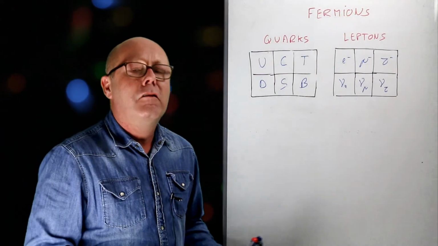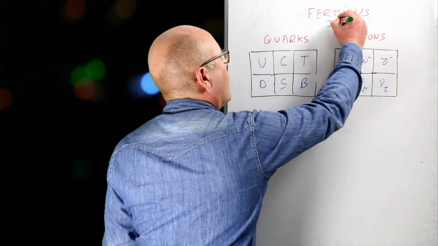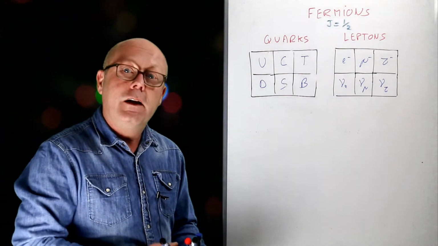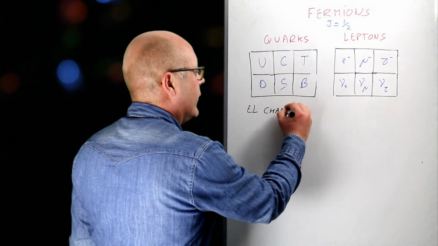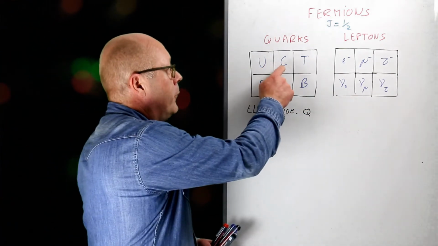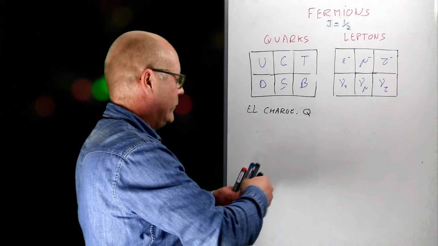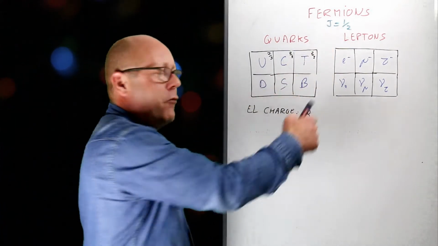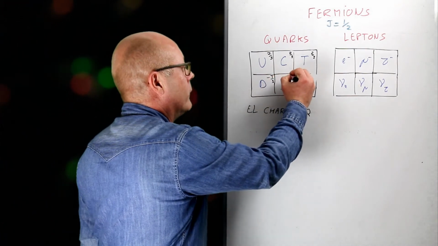Quarks and leptons are fermions. Therefore, they have a quantum number spin equal to 1/2. Another quantum number is the electric charge. It is noted with the letter Q. The up, charm and top quarks, the happy quarks, have got an electric charge of 2/3, while the depressed ones, the down, the strange and the bottom, have got an electric charge of -1/3.